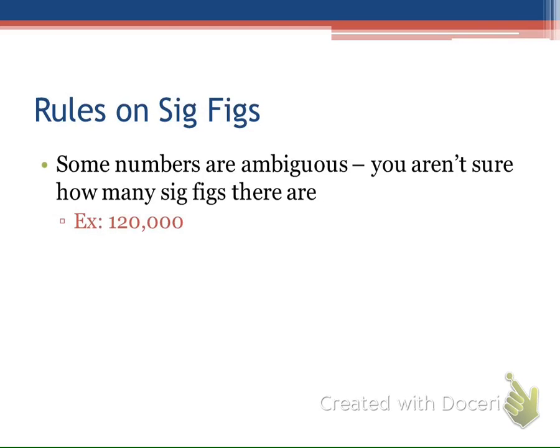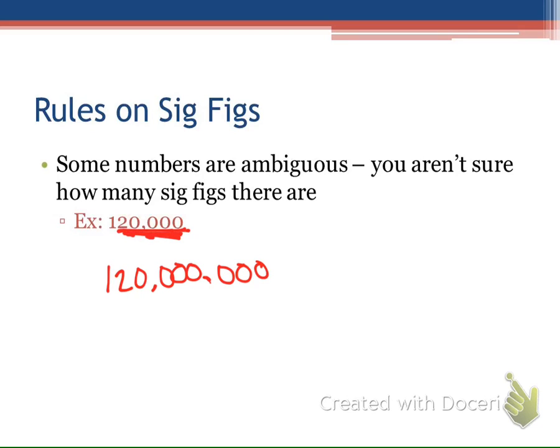Ambiguous numbers have what I call trailing zeros. These zeros have no decimal point. They're not in scientific notation. You don't know if they're saying this is around 120,000. Is it 120,000.000? Is it a really, really exact value? Is it 119,900? Is it close? Is it not? You don't know. So any number that has trailing zeros with no decimal point is considered ambiguous.